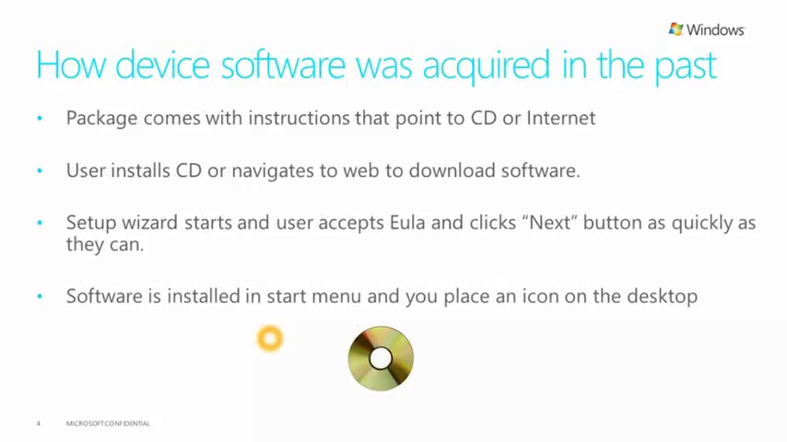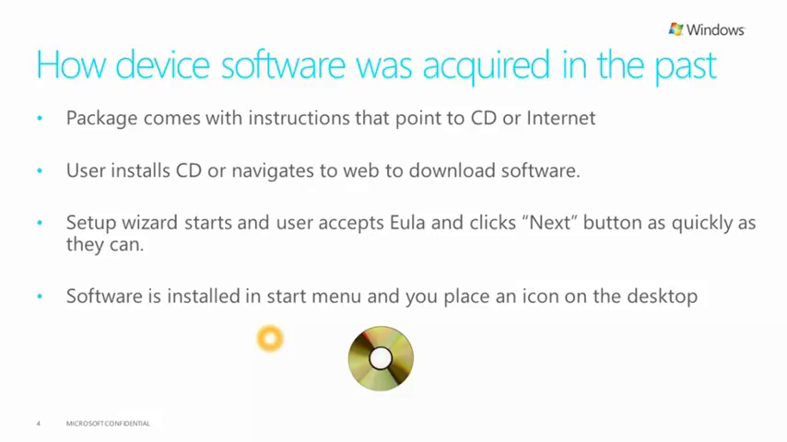Now, in the past, software was acquired primarily via a CD. And then the user would take the CD and install it in the CD drive. And then they'd get an elevation prompt that warns them or asks them if they want to run this setup process. They click yes, and then the setup wizard starts. And they see a EULA, and then they click next. And they often click next as quickly as they can so that they can reach the very end. And then the software is installed and it goes into the start menu, or it disappears in the sea of icons on the desktop.